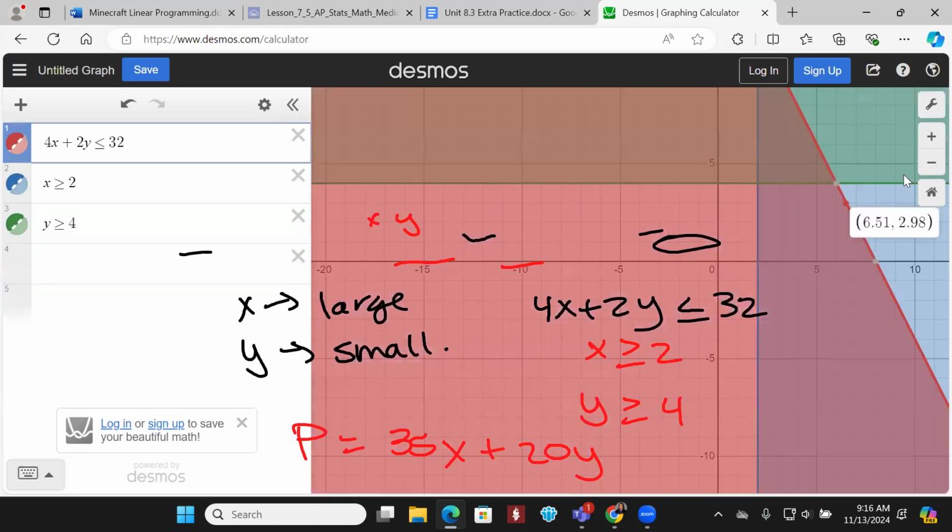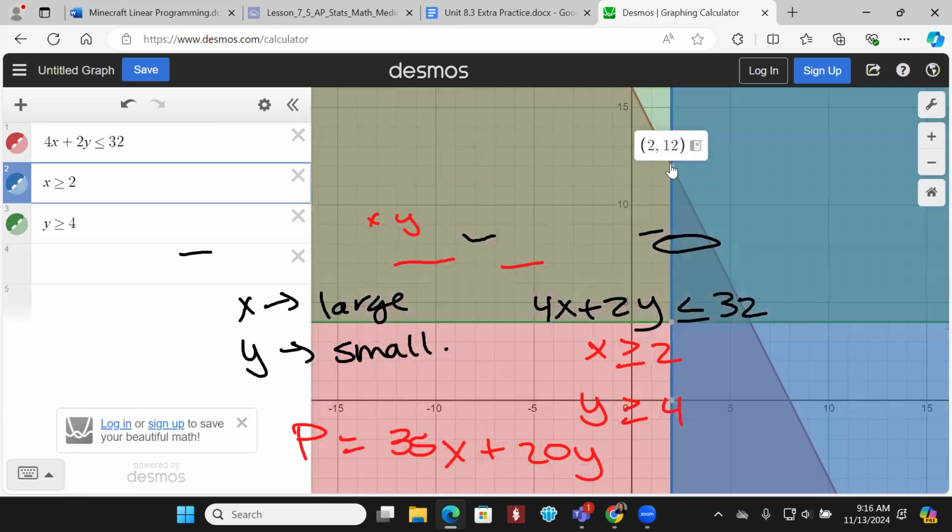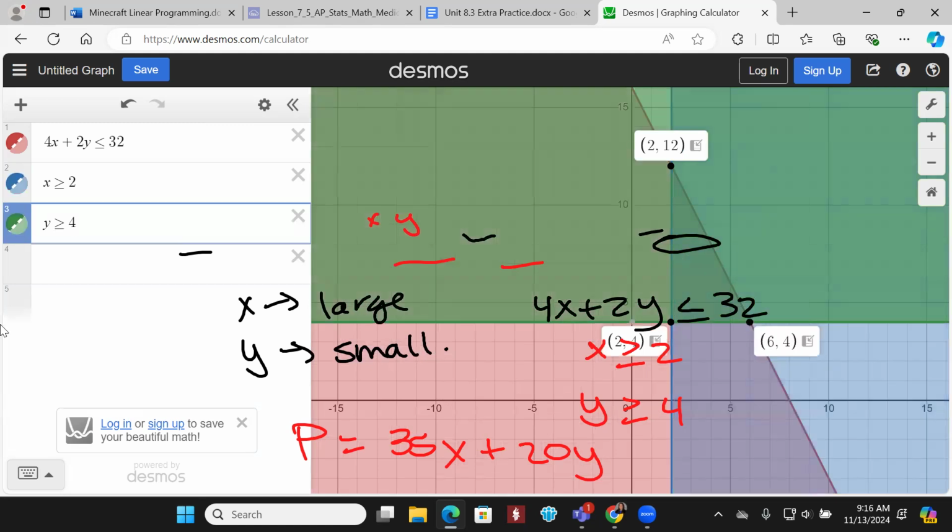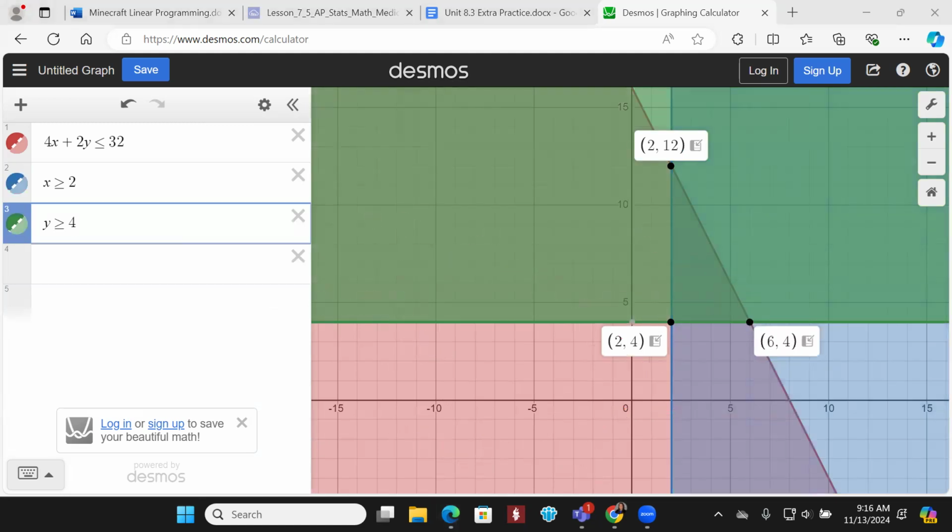All right, so where do they all overlap? Well, they overlap here, here, and there. Write those vertices down and then plug them into your profit function and figure out which one gives you the most profit.